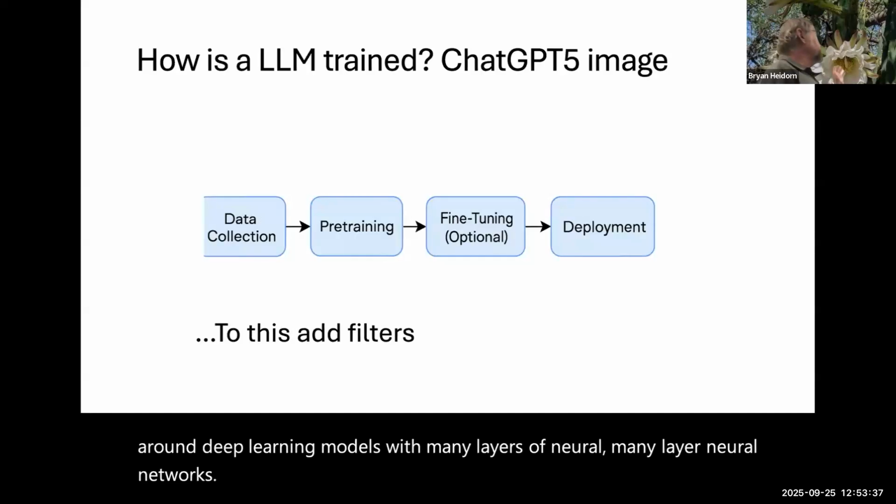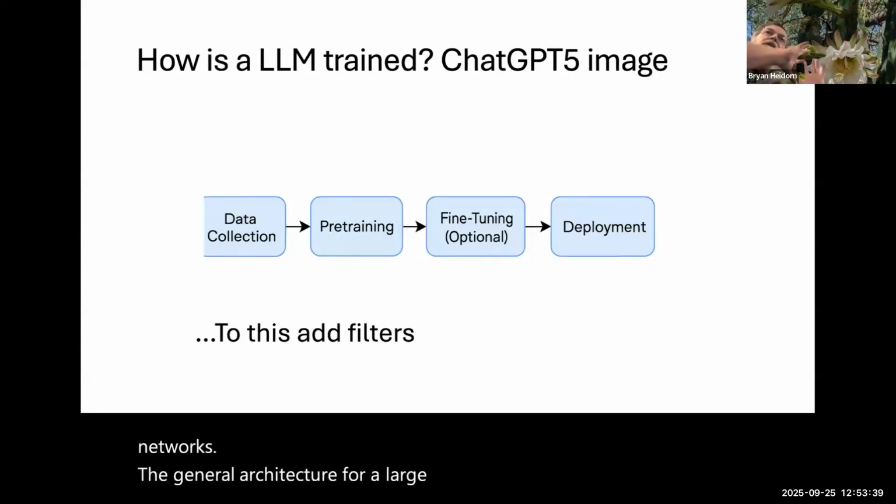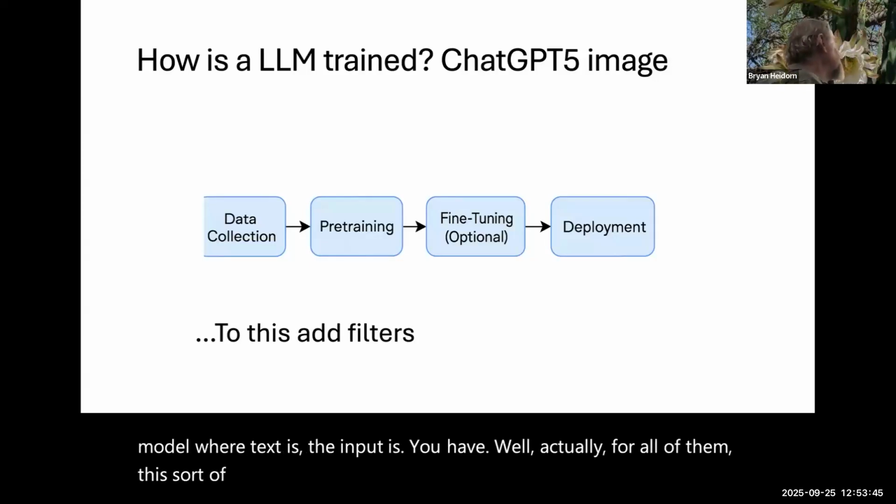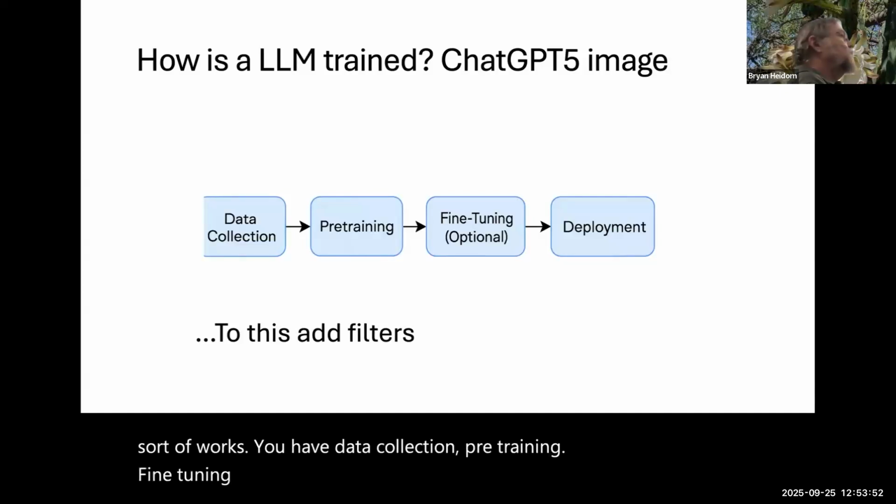The general architecture for a large language model, that's a generative model where text is the input, is you have, well, actually for all of them, this sort of works. You have data collection, pre-training, fine-tuning, which is optional, and then deployment of the system.